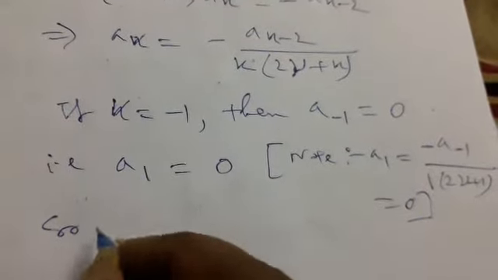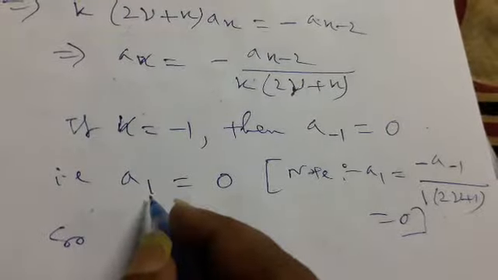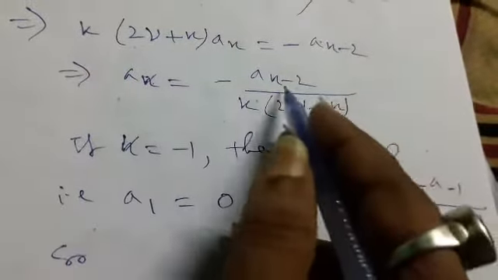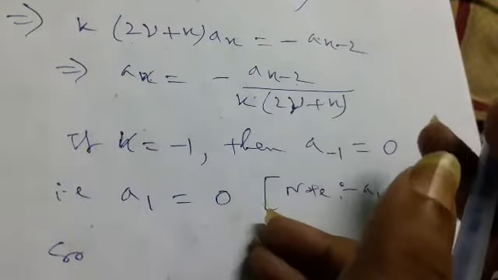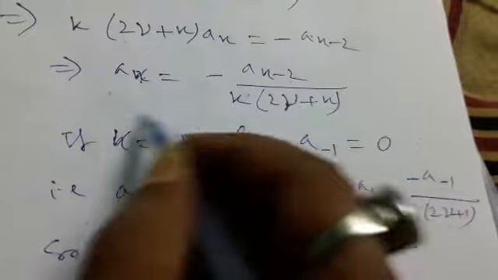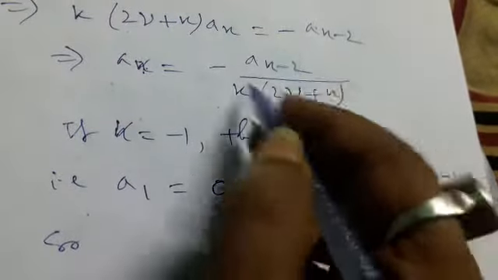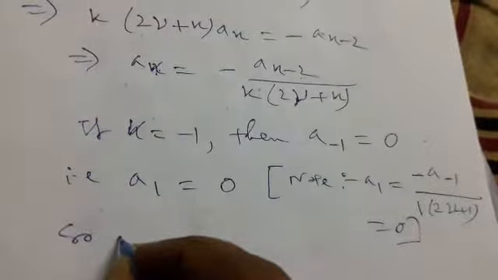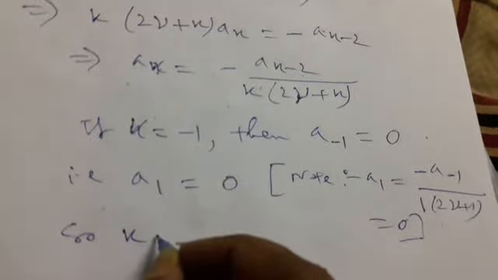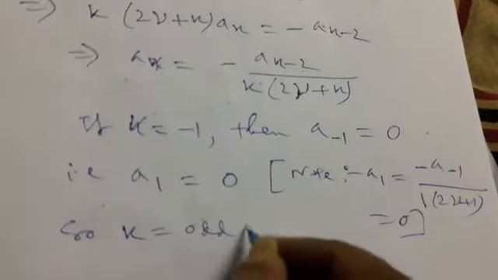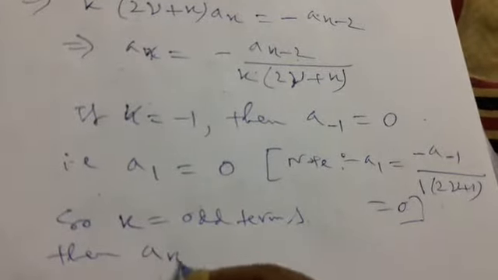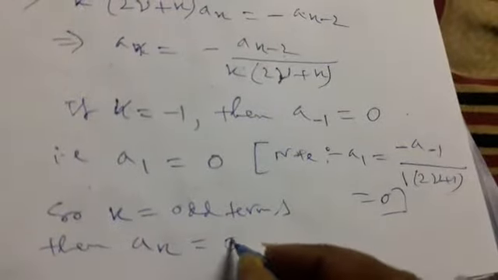So if we substitute, if k is equal to 2, then it will be a0, certainly. If k is equal to 3, then it will convert to a1, which is 0. So all odd terms are 0. If k is equal to any odd number, then a k is equal to 0. Now we calculate the even terms.